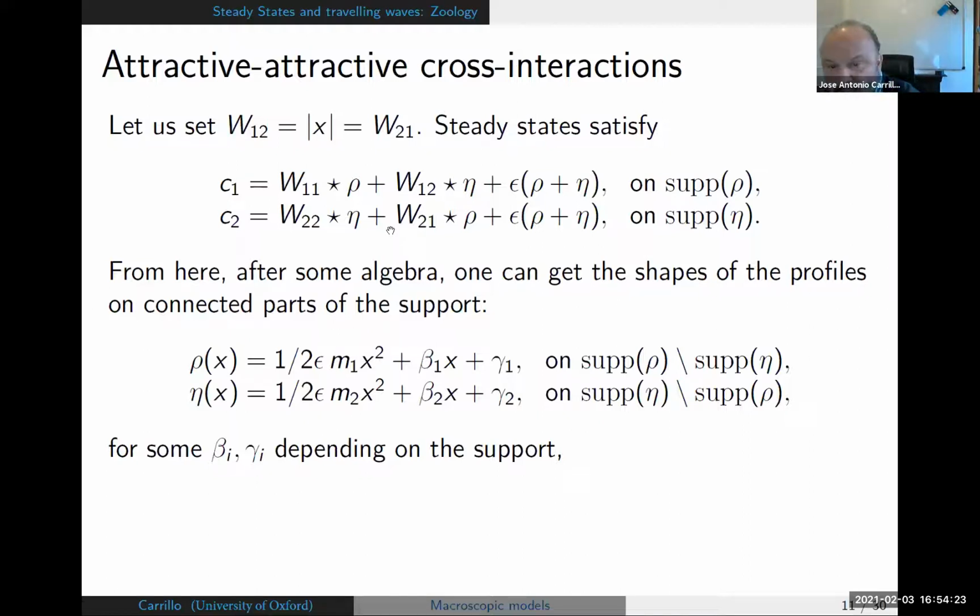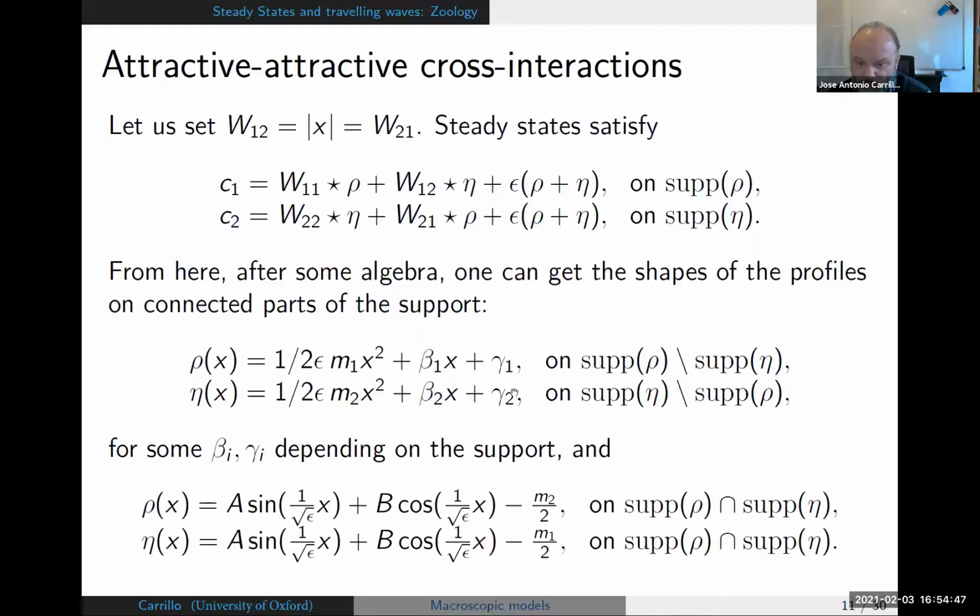So in fact, if you work with that, it's not difficult in this case to see that you can write explicitly what rho and eta are going to be in each of the components of the support, whenever one of them is present and the other is not. This is what this means. So they have to be a combination of x and x squared, and when both are present, they have to be combinations of these sines and cosines with certain constants. Here, there are constants that we know, which are little m1 and little m2, the mass of the population rho and the mass of the population eta.